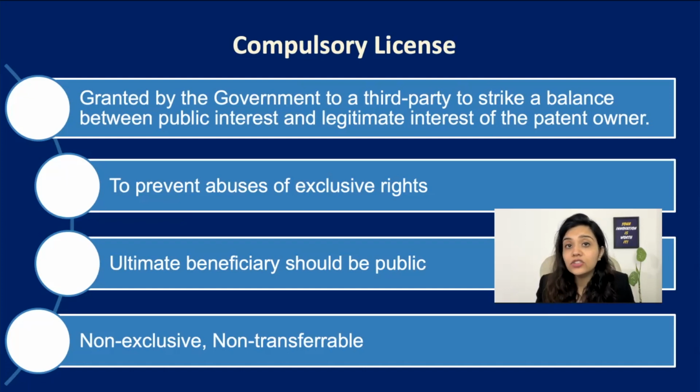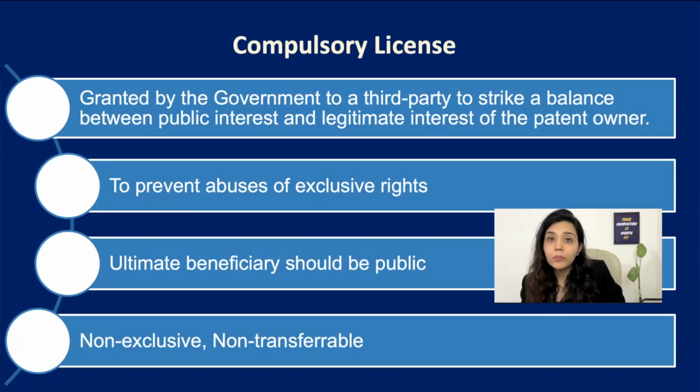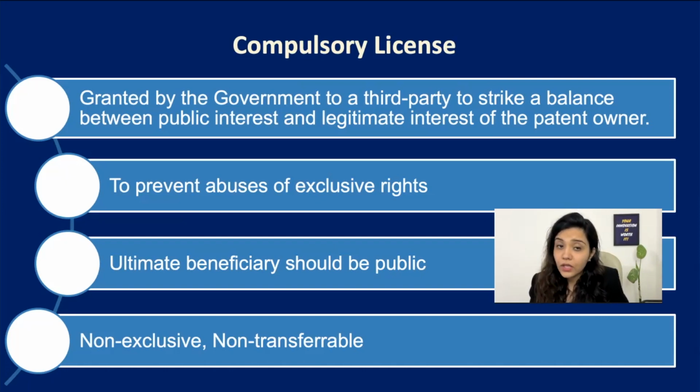Here it does not mean that this license is free of cost. A lot of people think that because it is a compulsory license, it is free of cost. No, that does not happen. A compulsory licensee pays a royalty fee. Whenever there is a compulsory license between two parties, a royalty fee is paid. That's why the patent owner is able to earn money from that as well. That's why it is said to be a means to balance public interest and the legitimate interest of the patent owner.